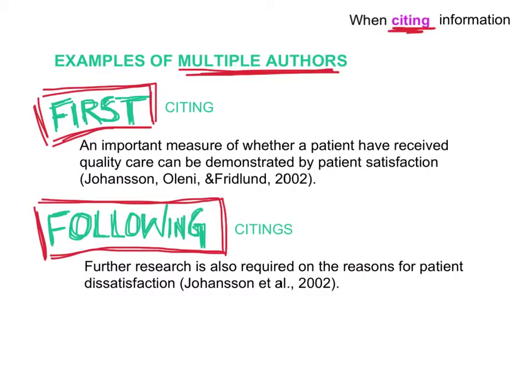So just to clarify your understanding of multiple authors, we've included a couple of examples. With the first citing, you see the paraphrase, which is an important measure of whether a patient has received quality care can be demonstrated by patient satisfaction. We have 3 authors, followed by the year of publication, end bracket, full stop. However, once this source is used again within the same response, you will notice that just the first author is used followed by et al, full stop, bracket, comma, year of publication, end bracket, full stop.